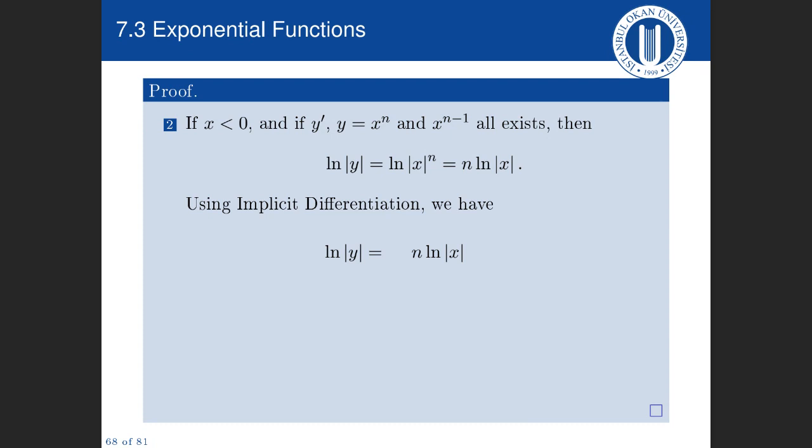Start with this equation, ln of absolute value of y is equal to n ln of absolute value of x, and differentiate both sides. What do we get on the left? Just y prime over y. What do we get on the right? n divided by x.